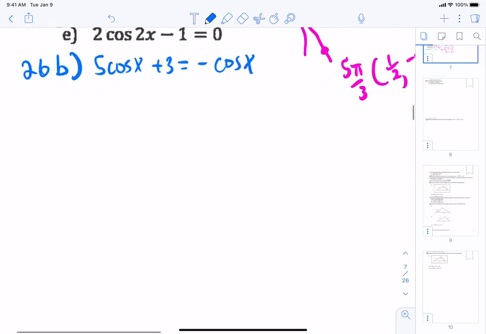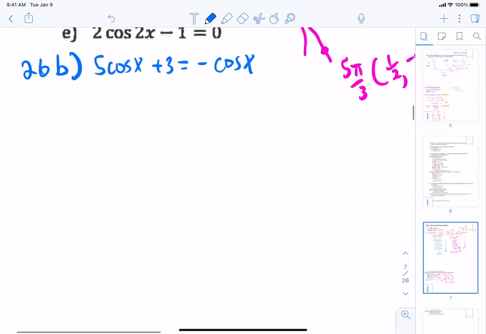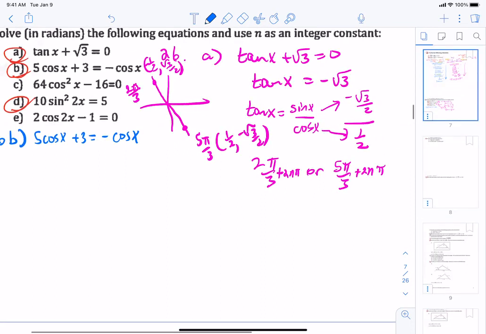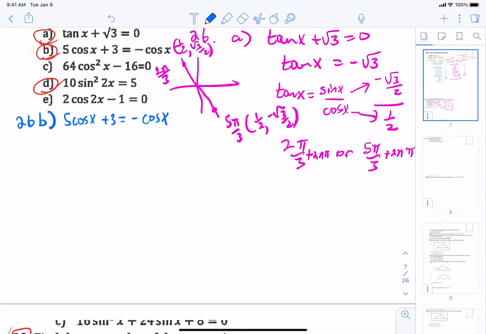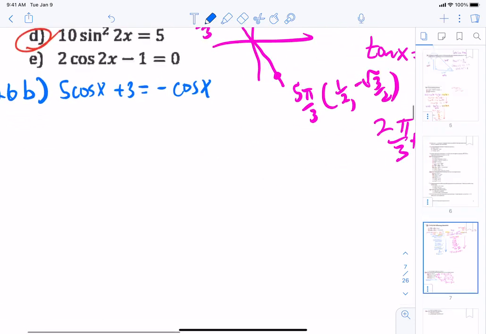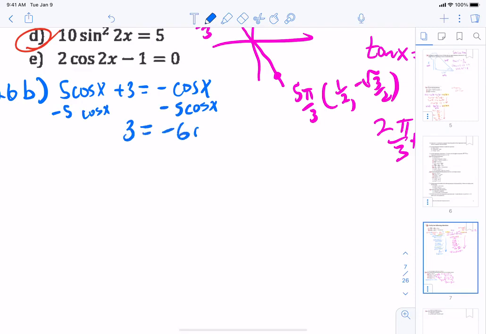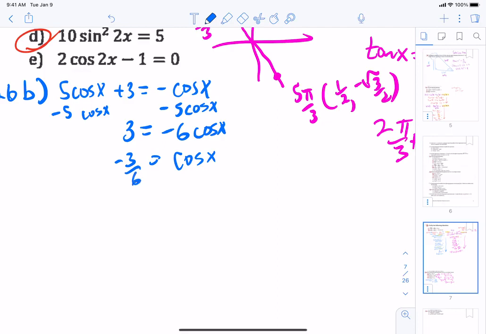So now 26B. It's just an equation. Did you guys need to see that some more? Okay. So for 26B, get the cosine by itself. Let's subtract 5 cosines from both sides. So we have 3 equals negative 6 cosine. Divide off the negative 6. We're ready to go. Negative 3 over 6 is the same as negative 1/2.